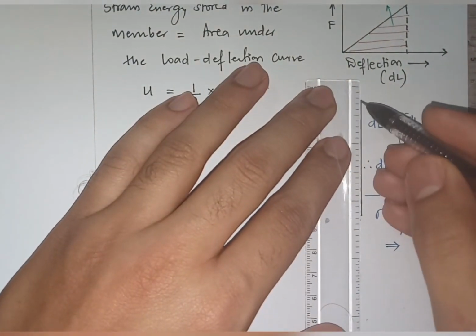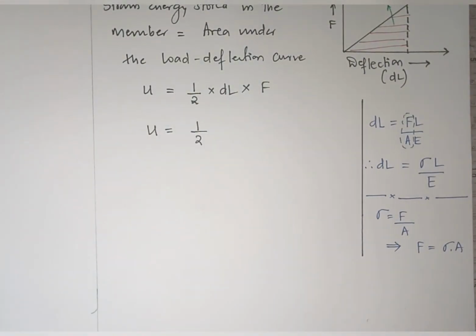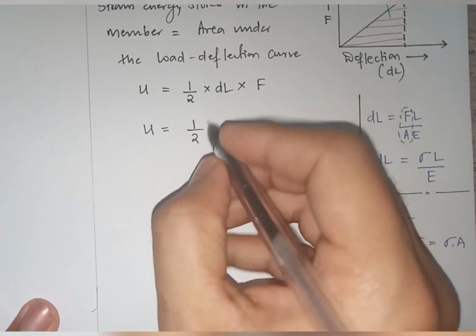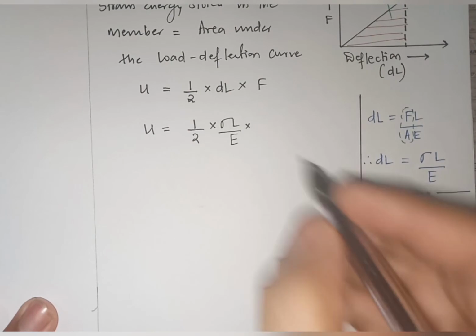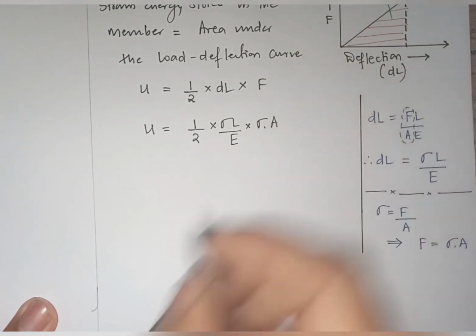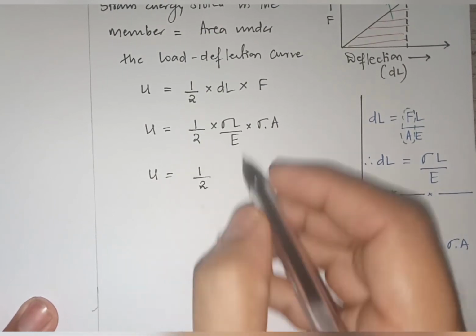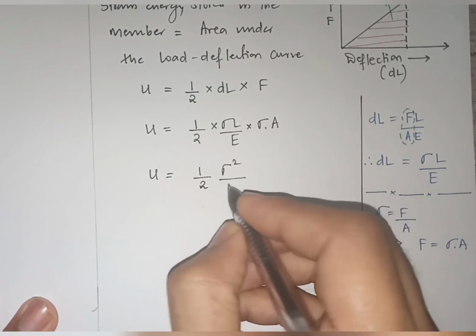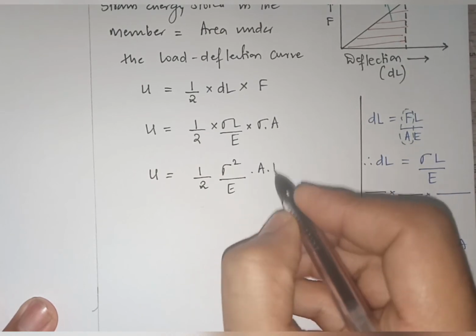I am writing it at the side because these are not directly related to my derivation. I'll be substituting here and you should know how I got that. Right? So what is dl? dl is sigma L by E. And what is F? F is sigma into A. So now you can check, U is equal to 1 by 2 into sigma, into sigma is sigma square divided by E, into L into A, or A into L.